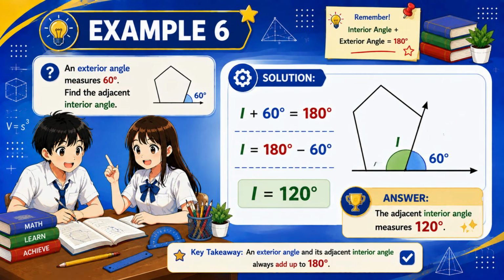An exterior angle measures 60 degrees. Find the adjacent interior angle. Solution. I plus 60 degrees equals 180 degrees. I equals 180 degrees minus 60 degrees. I equals 120 degrees.